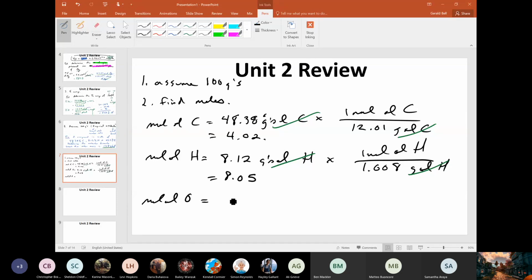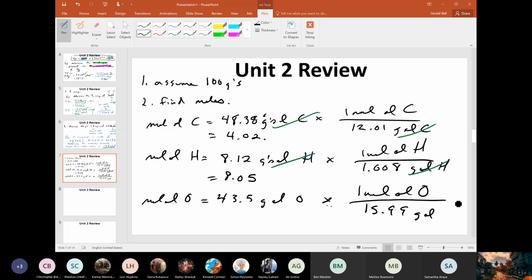Moles of oxygen equals, we have 43.5 grams of O, and 1 mole of O is about 15.99, and I'm sure if you put 16 it would probably be fine as well. 43.5 divided by 15.99 gets 2.72. Okay, so we've got our three answers here.